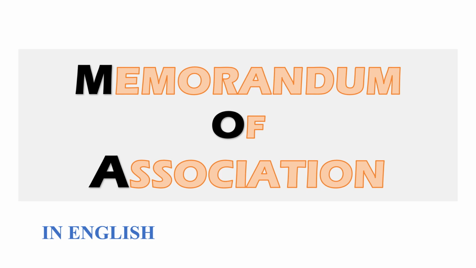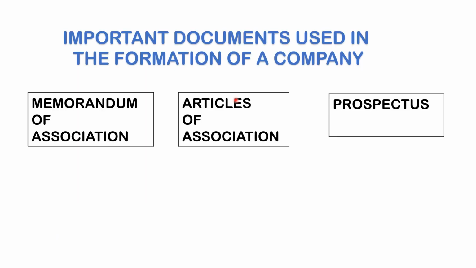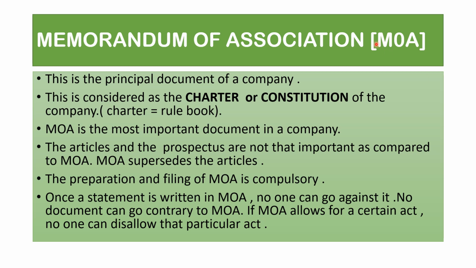Today we shall talk about the Memorandum of Association of a company. See, in the list of the important documents which are used in the formation of a company, the first and the foremost is the Memorandum of Association. Next comes the Articles of Association, and the third one is the Prospectus. The topic for today will be limited to the memorandum itself, also called MOA in short.